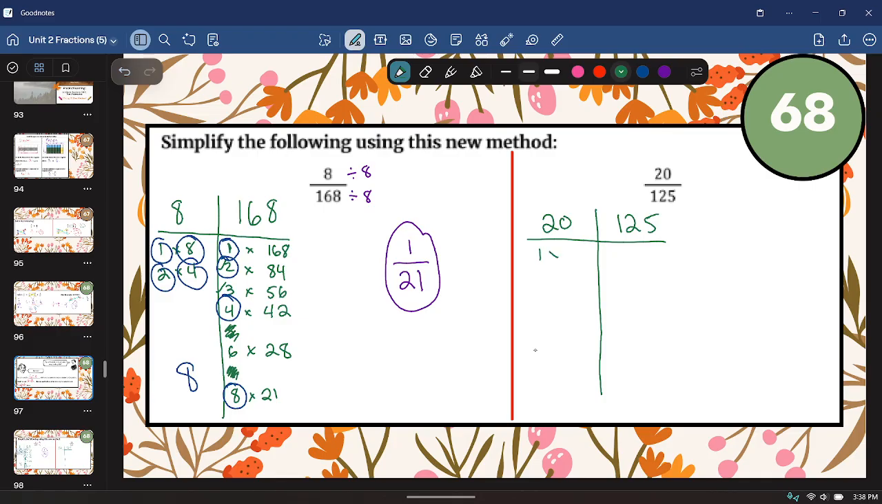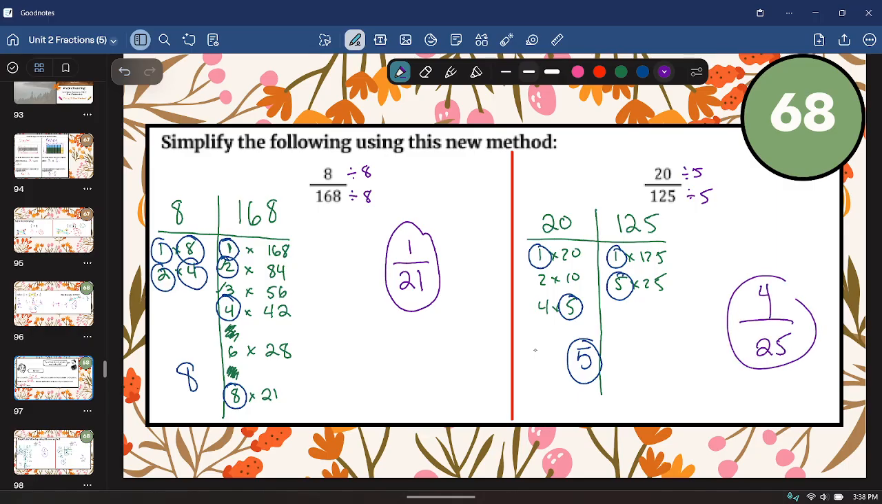All right, for 20, we can do 1 times 20, 2 times 10, 4 times 5. For 125, you can do 1 times 125 and 5 times 25. We'll look for the overlap. We have 1 and 5. The larger of the two is 5, so 5 is the greatest common factor. We'll divide the top and the bottom by 5, and we get 4/25.